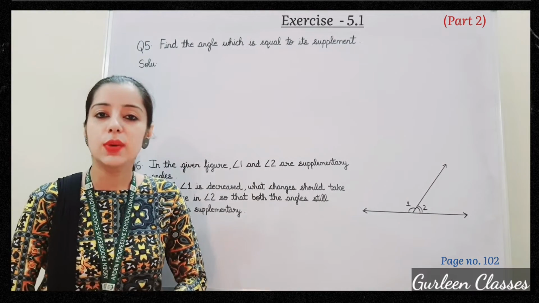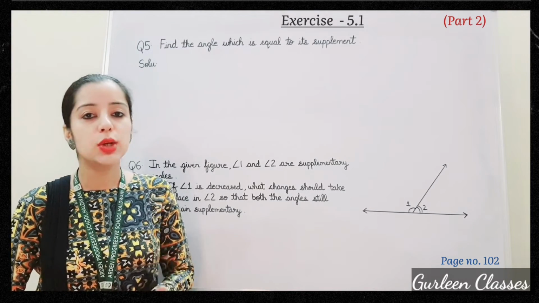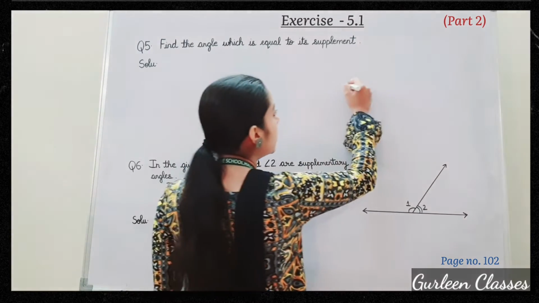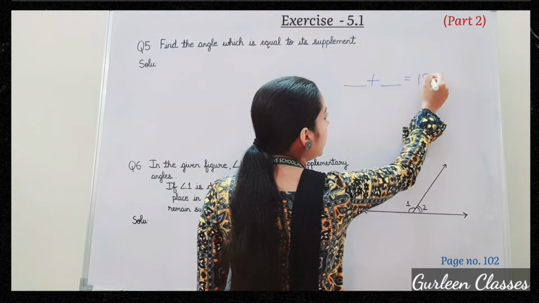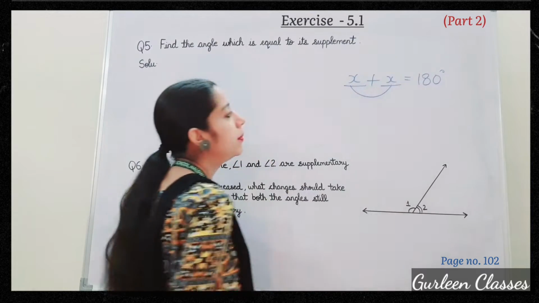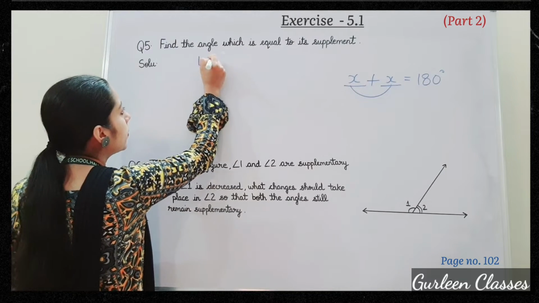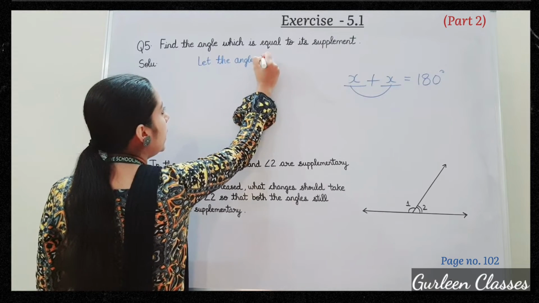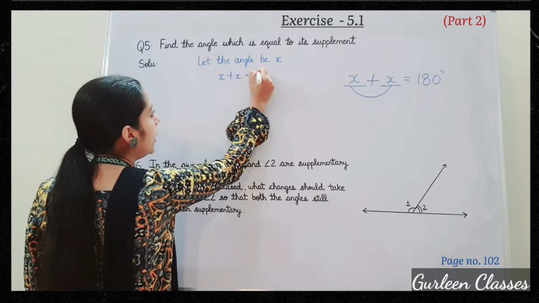Question number 5. Find the angle which is equal to its supplement. This question is similar to question number 4. Two angles are said to be supplementary if their sum is 180 degrees. Here we don't know the angles. Two angles are said to be supplementary if their sum is 180 degrees and both are equal. These two are equal. So let the angle be x. So the statement is x plus x is equal to 180 degrees.